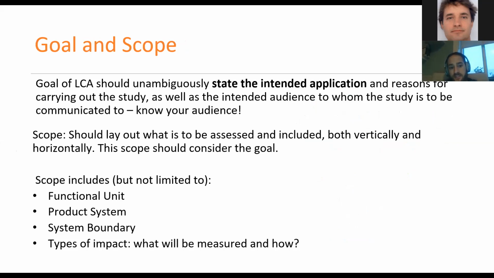So within the goal and scope, the goal of an LCA should basically unambiguously state the intended application. And this is really important because there's a much bigger difference between maybe doing something for a company, and if they want an LCA completed in order to have the carbon footprint of their electricity production be competitive in the market, then you want to understand exactly why this LCA is being done and realize what the important factor is.